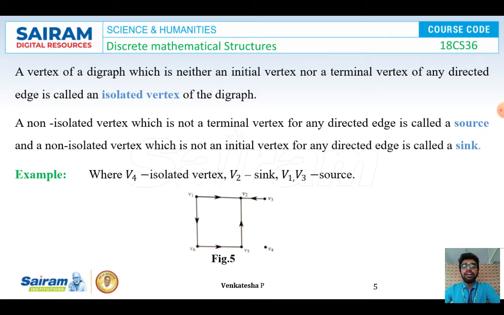Similarly, at v1 and v3, there are no incoming edges. So these kinds of vertices will be called a source.